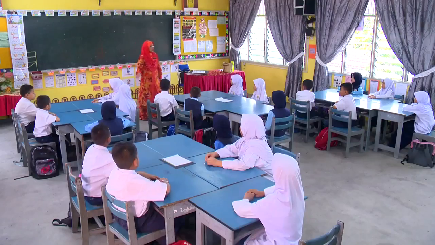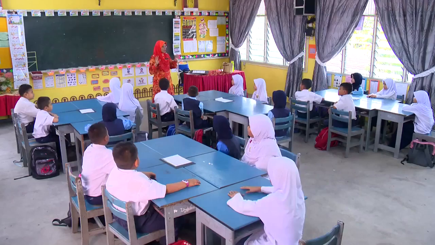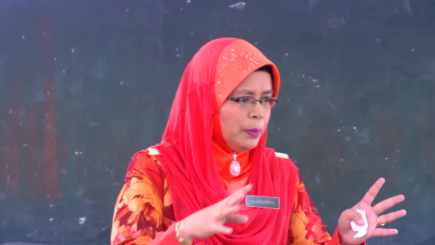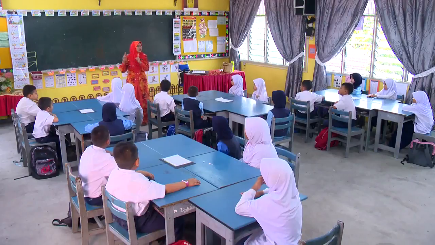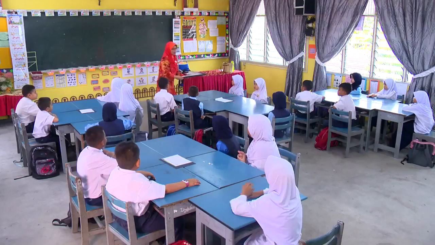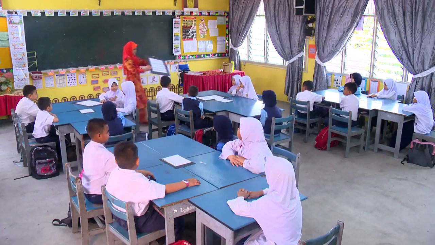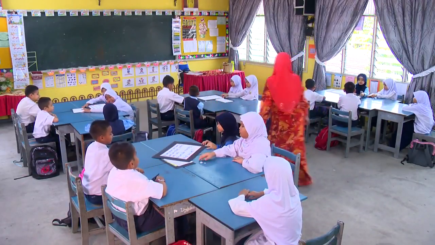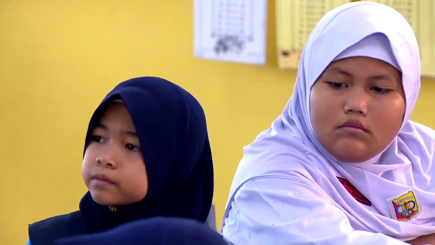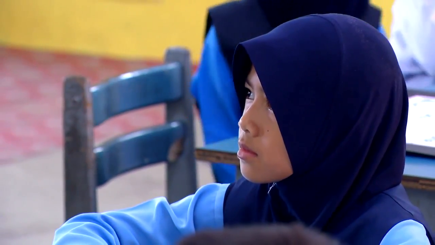Okay, all groups finished? Who has finished? Put up your hand. Okay, good. Put down your hand. Now, I will give you a riddle for each group. And I want the other groups to guess what fruit they have. And for group B, welcome. Now, look at the riddles. Okay, Madia, read your riddle. And other groups, guess what fruit they have.